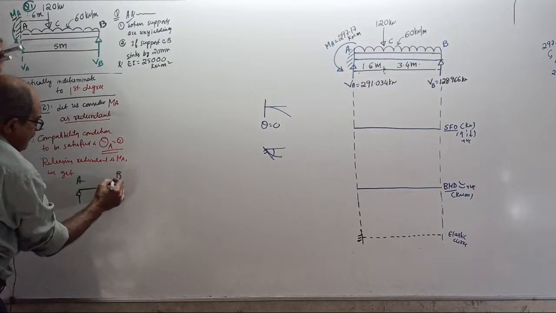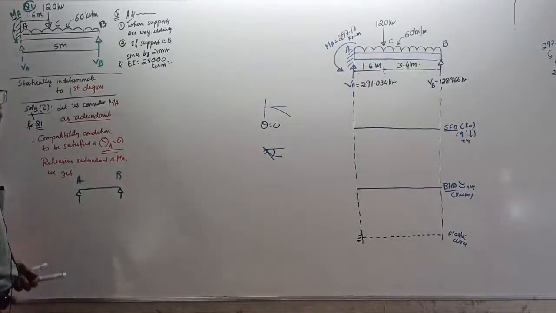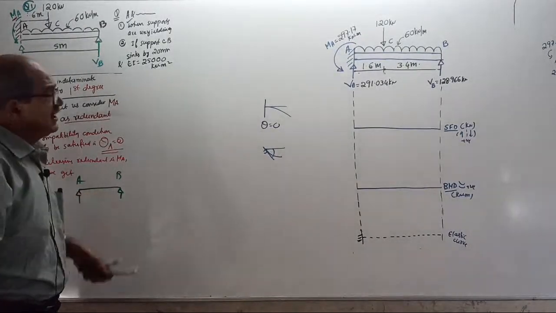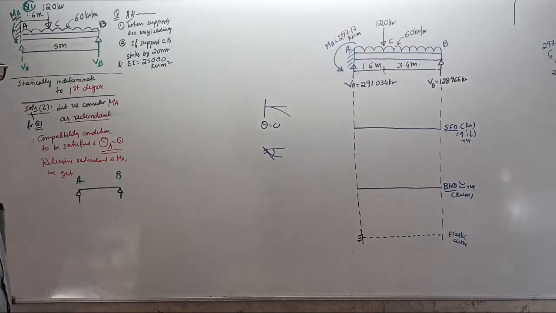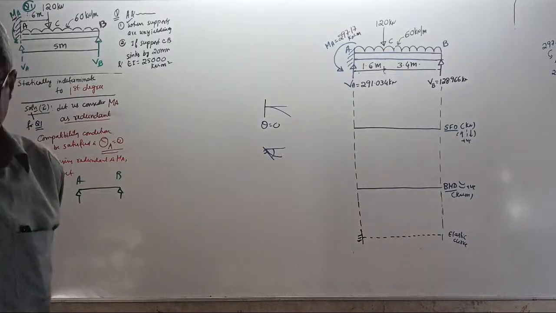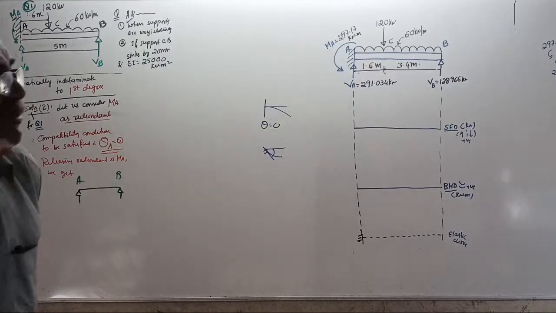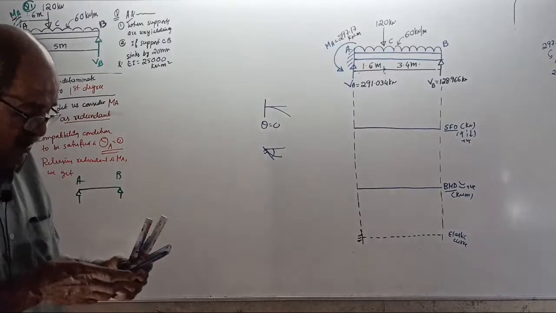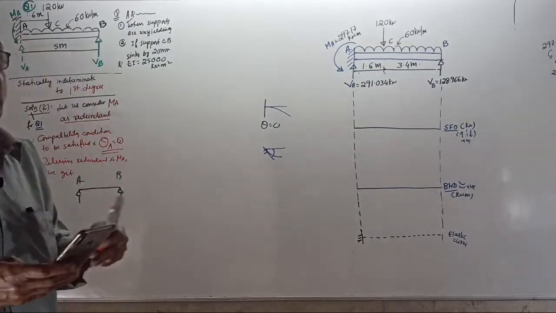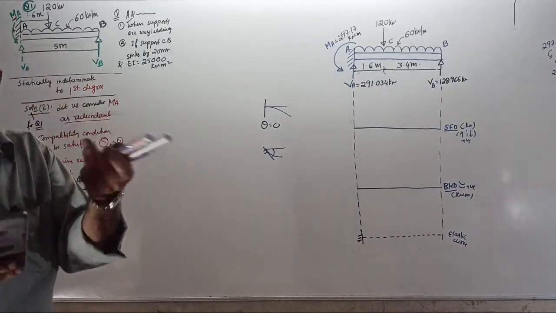AB, tell me, what is the name for the structure? Short form. Don't write full. Name for the structure which you get after releasing redundant. Simply supported beam. No, it is not called simply supported beam. It has got a name. Simply supported beam is a type. There is a name for that one.